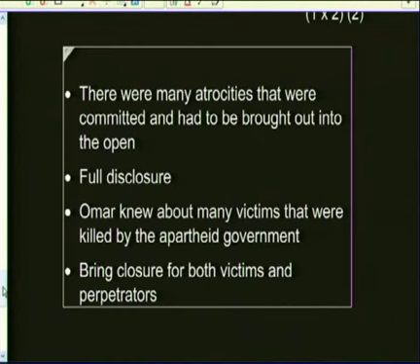Bring closure to both victims and perpetrators. So remember, a lot of the victims wanted the perpetrators to come forward and apologize. Just say, I'm sorry, even though that was not the condition of the TRC. But they just wanted to face them, to see these people who had committed the crimes in order to find closure and also to find out what had happened to their loved ones. Because remember what we said when we looked at the written source? Most of South Africa's past was hidden from the people. People did not know what happened. That is why the TRC's aim was to unearth the truth.